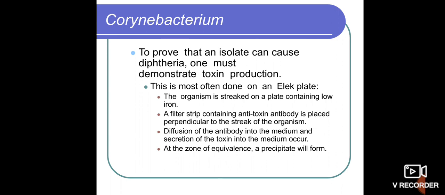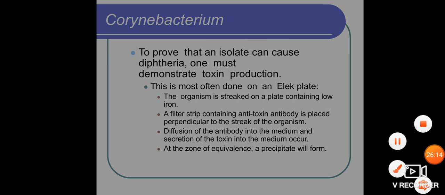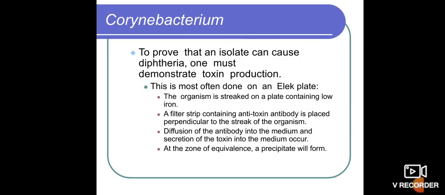a plate. On a normal media plate, the organism is streaked on the plate containing the low iron, and a filter strip containing the antitoxic antibodies is placed perpendicular to the streak of the organism. Diffusion of the antibody into the medium and secretion of the toxin into the medium occurs. At the zone of equivalence, the precipitation will form.